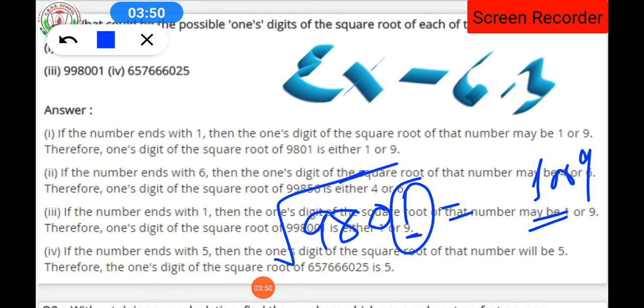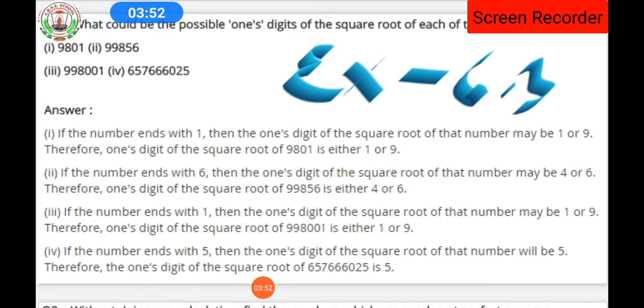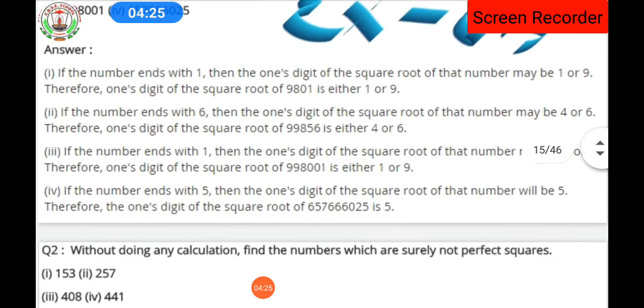Understood. Second, that is 99,856. What is its ones digit? 6 is there. So in that case the square root of that number may end in 4 or 6. Clear? So in this way you can apply the shortcut method. Since the two options are given, like 1 or 9, 4 or 6, if you apply the prime factorization method or long division method, only one answer you will get.